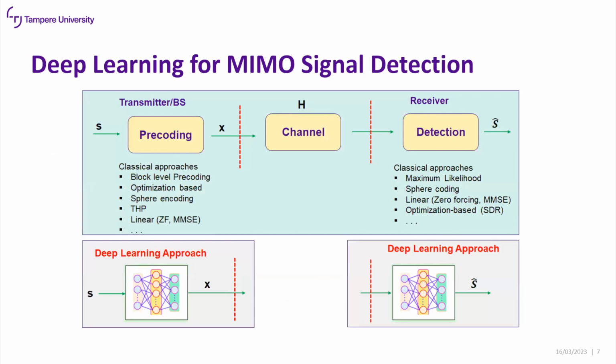So we extend this approach to how it is done in MIMO signal detection. In MIMO signal detection, the whole communication system can be represented like this. We have a transmitter side. At the transmitter side, we do pre-coding, where the transmitting pre-coding or beamforming vector is designed to pre-code the transmit symbols before transmission, because we don't have control over the channel, but we do have control over the transmission symbols before they are transmitted. Some of the classical approaches are block level pre-coding, optimization-based pre-coding, THP pre-coding, and linear, which is zero forcing and minimum mean squared error. At the receiver side, we also have these equalization approaches that are used to decode the transmitted symbols.